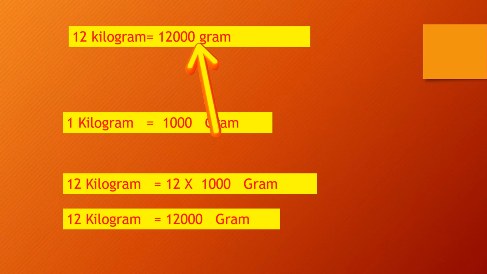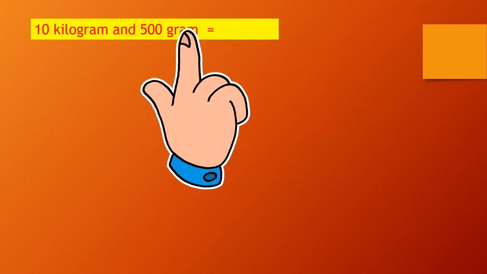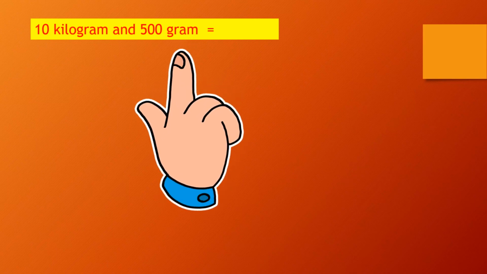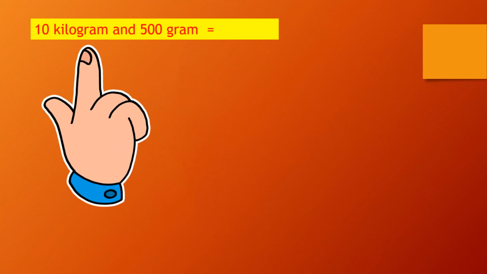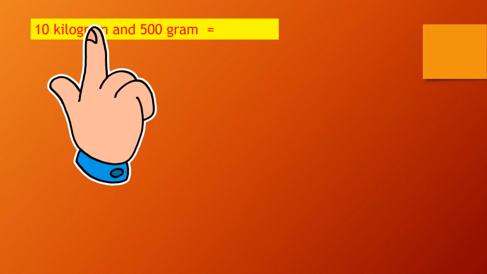Let's move on to the second question. Now the second question is 10 kilogram and 500 gram. Now you have to convert into gram, but this 500 gram is already gram. So don't touch that 500 gram. Let's move on to 10 kilogram. Let's convert 10 kilogram into gram. So let's write the unit of weight. 1 kilogram is 1000 gram.